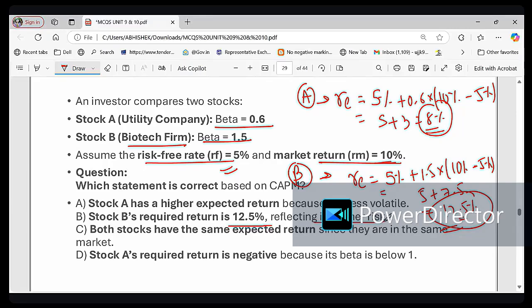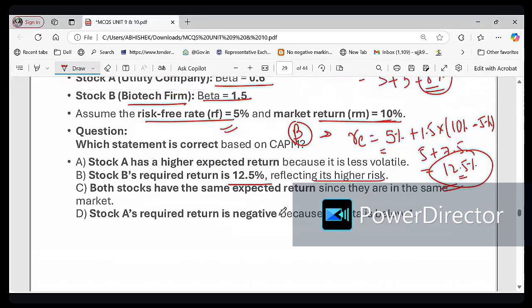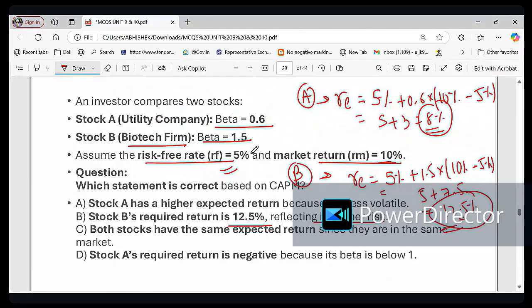12.5%. Is it clear? Please tell me. I hope it is clear how to find the required rate of return for both the stocks. You just have to apply the formula using CAPM, the capital asset pricing model, right? So what we learn from this question is that if beta is higher, you can see for stock B beta is higher, right?